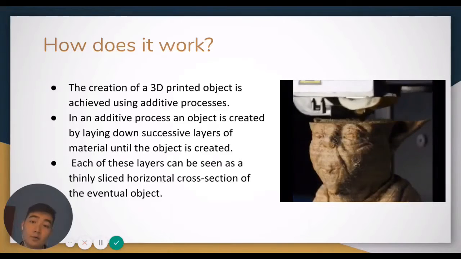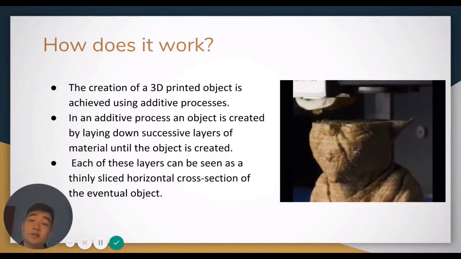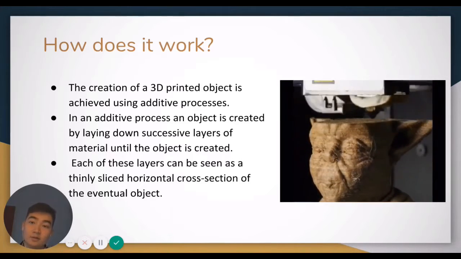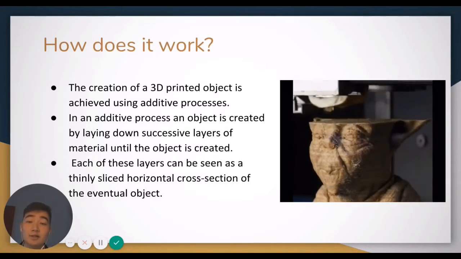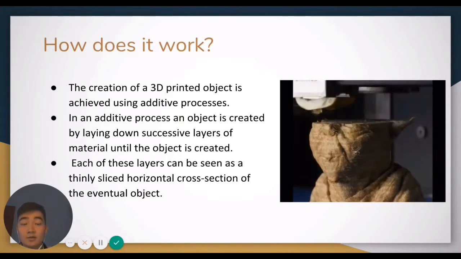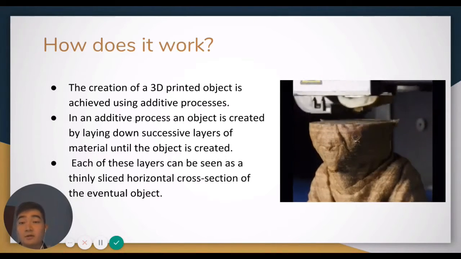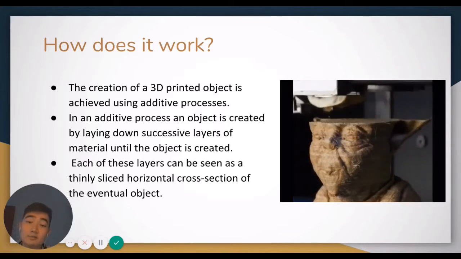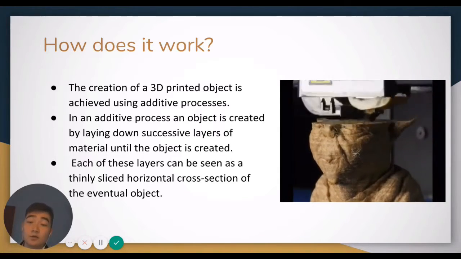So how does it work? First step, the creation of a 3D printed object is achieved using additive processes. In an additive process, an object is created by laying down successive layers of material until the object is created. As you can see from the GIF file here, it uses plastic to create a figure. And each of these layers can be seen as a thinly sliced horizontal cross-section of the eventual object.